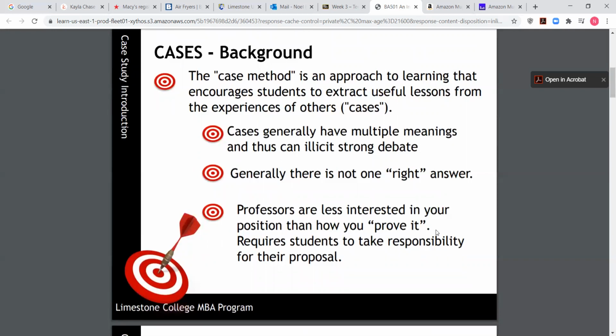Cases are kind of like real life. No situation is going to be clean. There's not going to be a right answer. It's going to be about making a decision, and then understanding where your position is going to be. What was the thought process you went through to reach that decision?